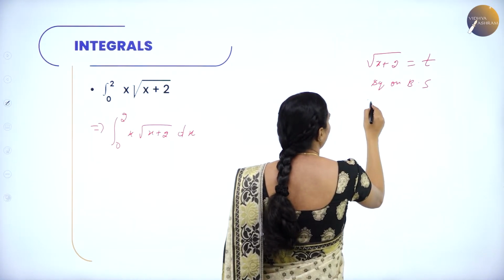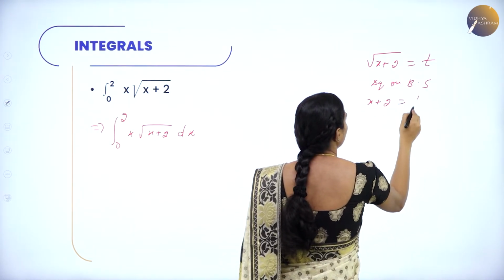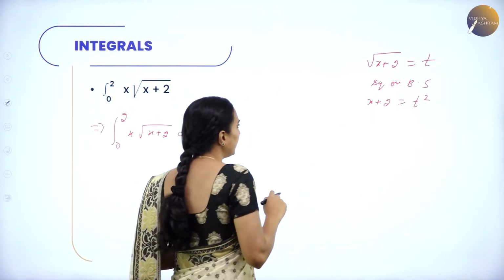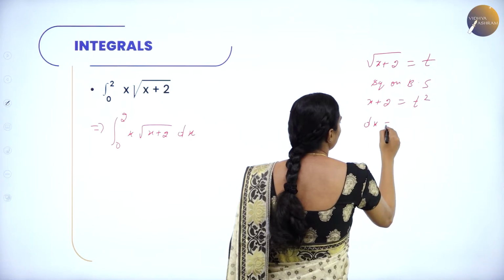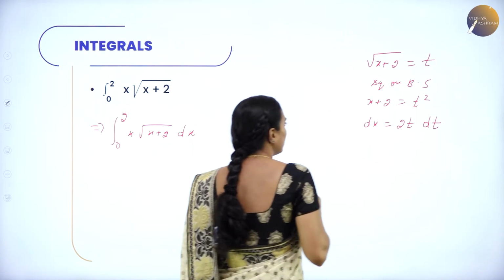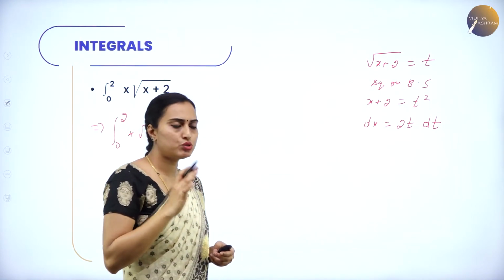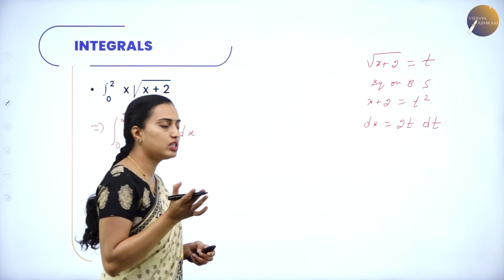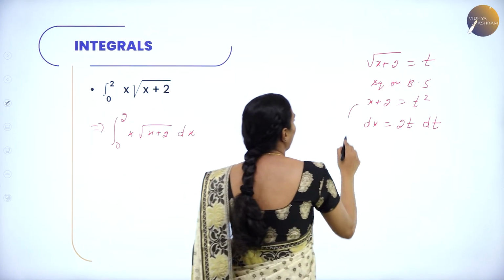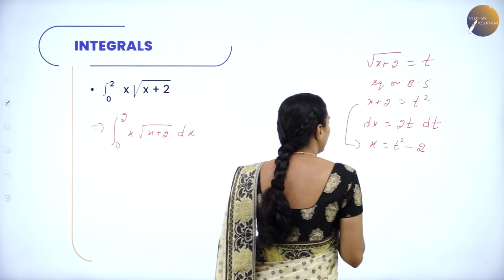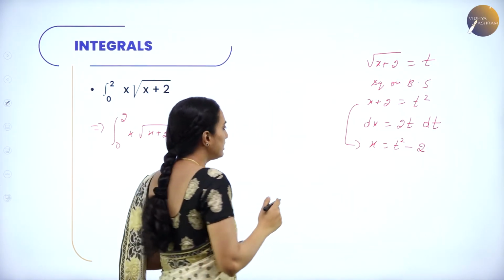You can get x plus 2 is equal to t squared. Now you can differentiate this with respect to x. You are going to get dx is equal to 2t dt, right? So therefore dx you can substitute as 2t dt. Now you can substitute x plus 2 is equal to t squared, meaning x is equal to t squared minus 2. Now changing the limit, when x is equal to what?